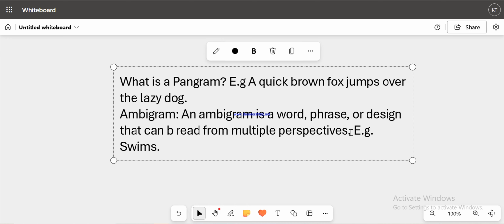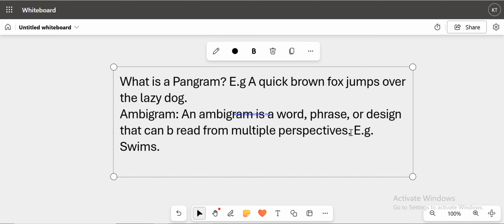If you write the word swims on a paper and you turn it upside down, you still have the word swims. Also, if you write mom, M-O-M, on a sheet of paper and you turn it upside down, you have the word wow. So that is another form of an ambigram. So we are going to talk about these things shortly as we progress in our exercise, or whatever you can call it. Now let's go to another interesting thing.